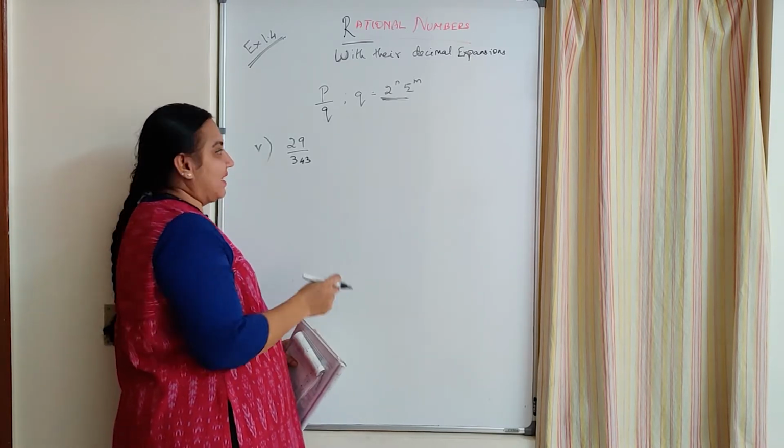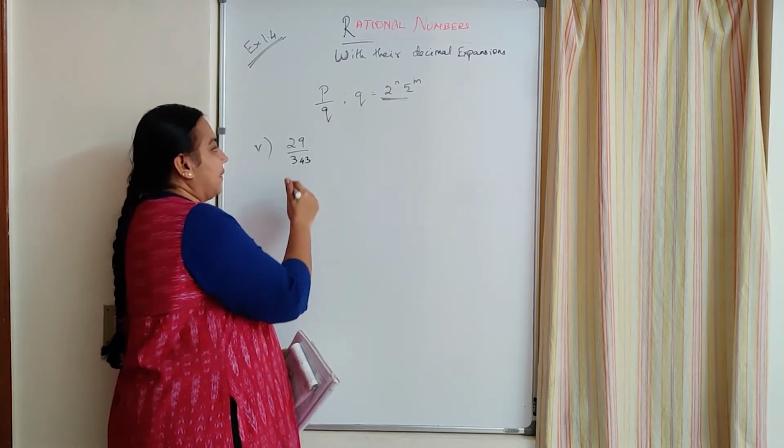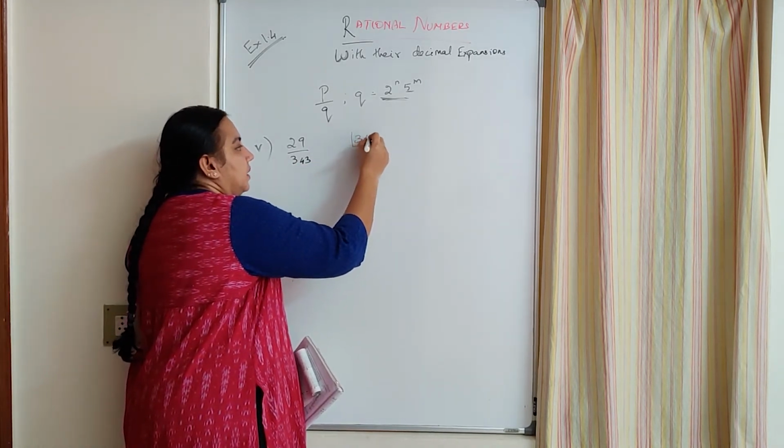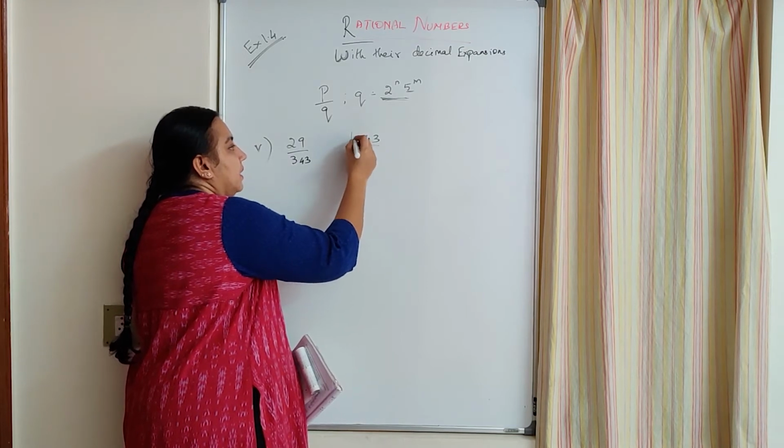Okay, we'll come back to the sum now. The fifth sum, 29 by 343. I am considering the denominator 343. I am dividing it with 7.